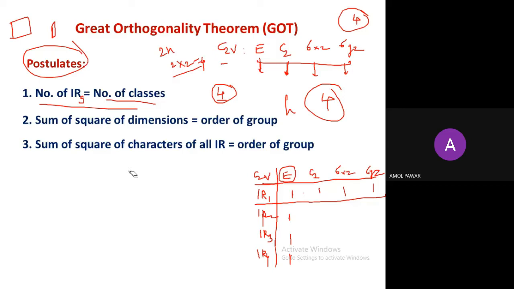Now the next rule is summation of Ni into chi i, the character of the reducible representation, squared is equal to h.